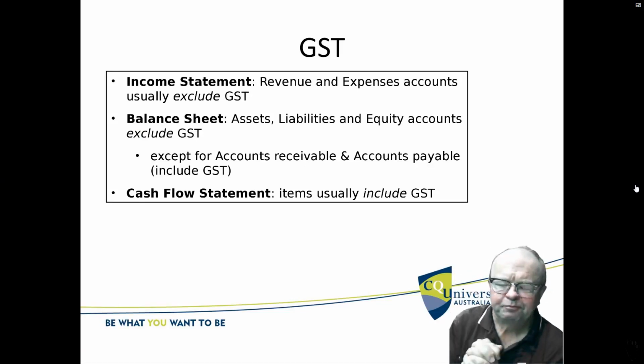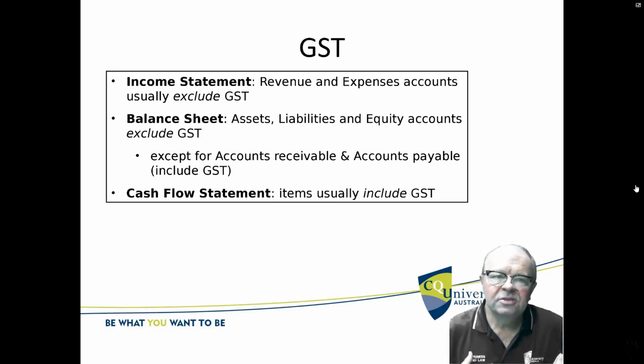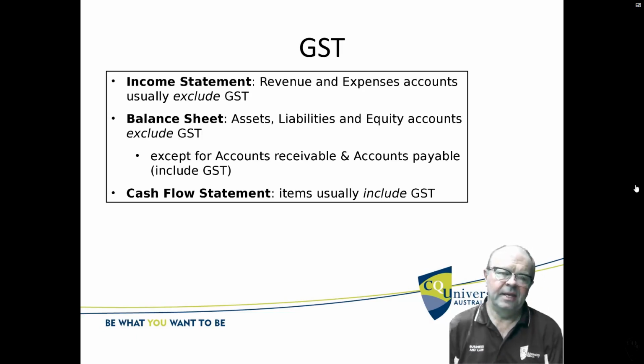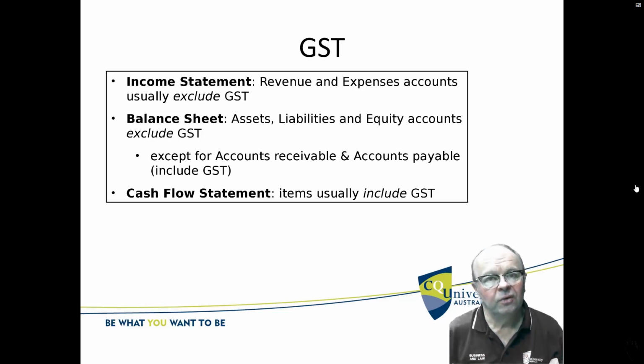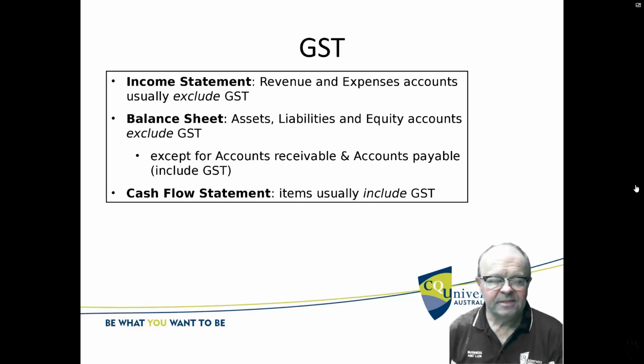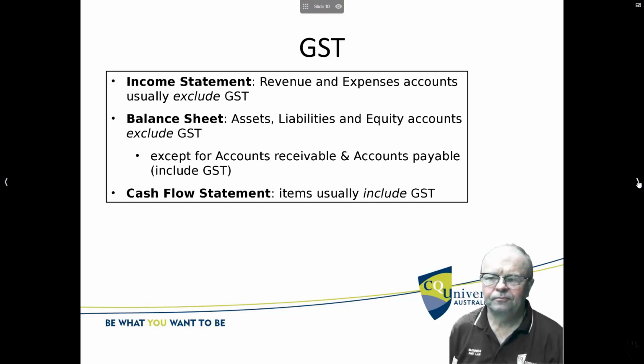So, GST. In the income statement, revenue and expenses accounts usually exclude GST. And in the balance sheet, assets, liabilities and equity accounts usually exclude GST as well. A key exception of this is accounts receivable and accounts payable, which typically include GST. Also, the cash flow statement, items in that statement usually include GST. So if you keep this in mind, you know what you're looking at when you're looking at each of those financial statements.